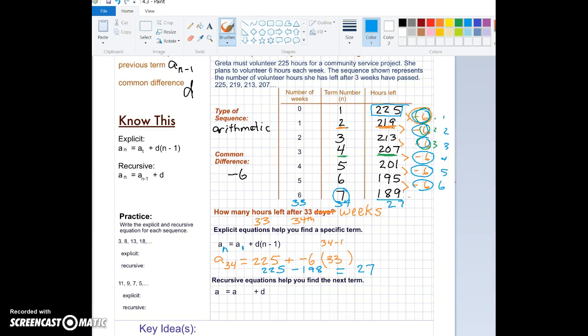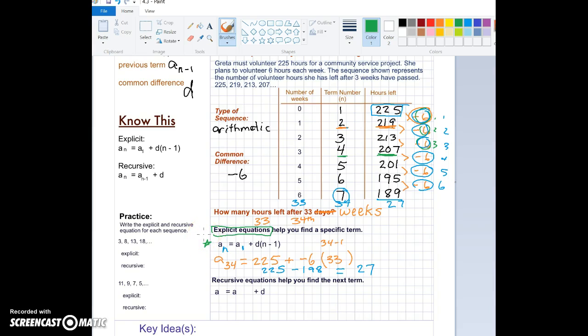All right? So that's called an explicit equation. An explicit equation will help you find a specific term. You want to find the 3rd term, the 4th term, the 25th term, the 100th term. You can use an explicit equation, and this right here is what will help you to do it.